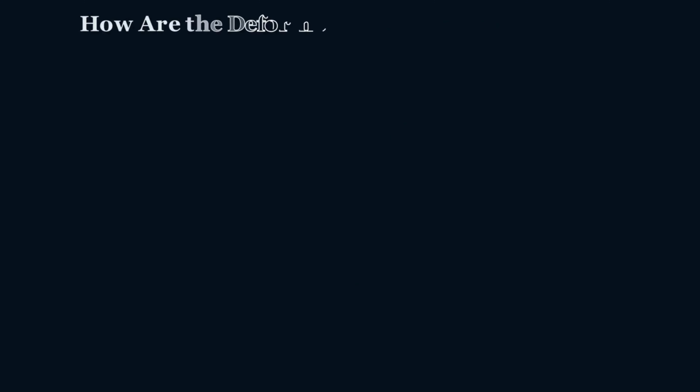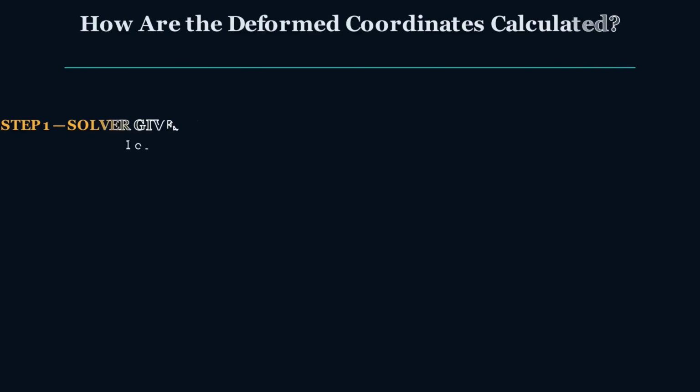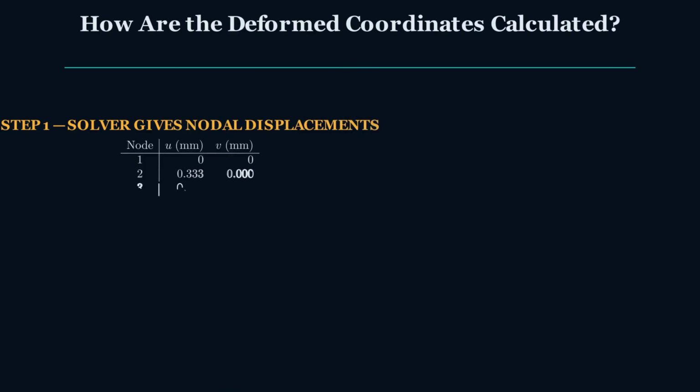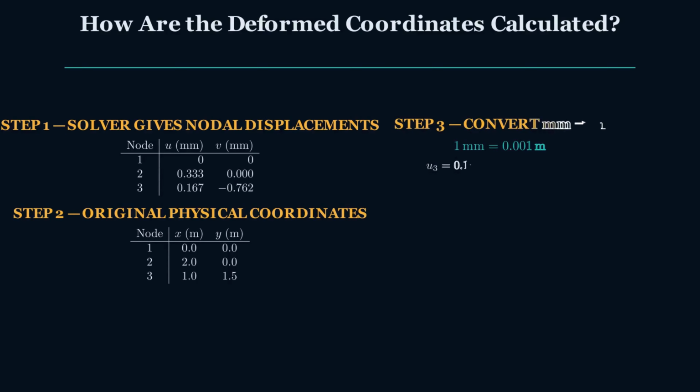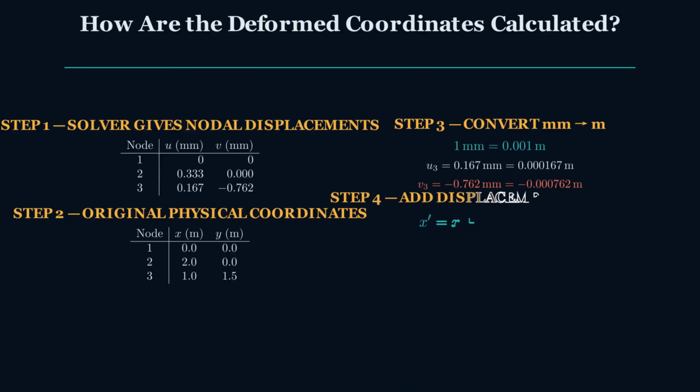The deformed shape is not guessed. It is calculated directly from the nodal displacement solution. First, the solver gives us the horizontal and vertical displacement at every node. Second, we need the original physical coordinates of those same nodes. Our coordinates are in meters, while the displayed displacements are in millimeters. Therefore, we must convert the displacement before adding it to the coordinates. The fundamental coordinate update is x prime equals x plus u, and y prime equals y plus v.